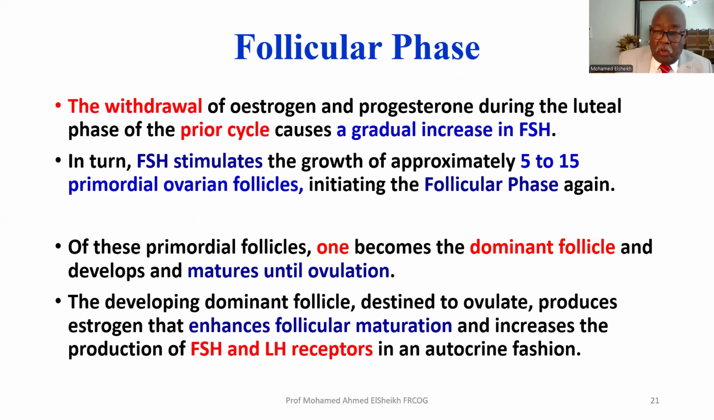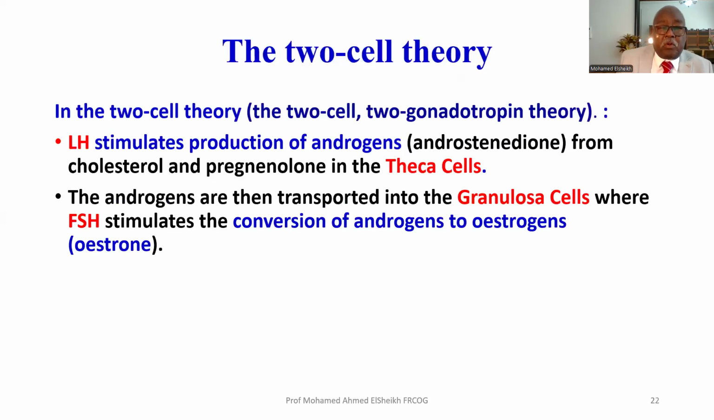So only one will be the dominant follicle, and this dominant follicle is destined to ovulate. It produces estrogen that enhances the follicular maturation and increases the production of both FSH and LH receptors. So they talk about the two-cell theory. Sometimes they call it the two-cell, two-gonadotrophin hormone theory.